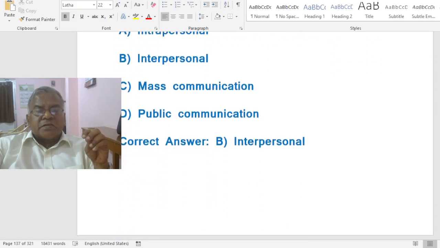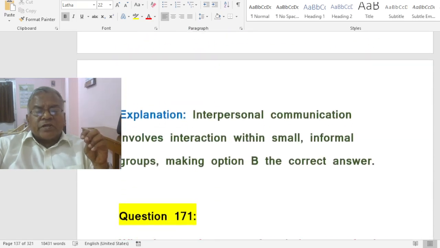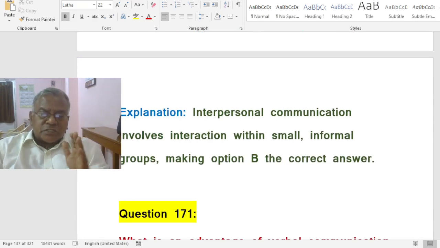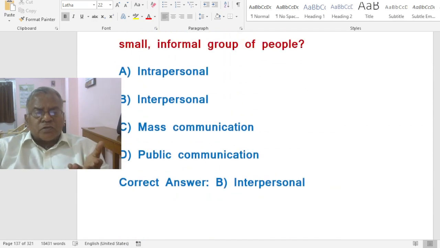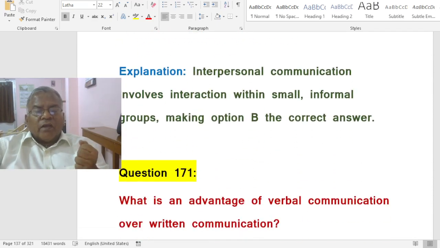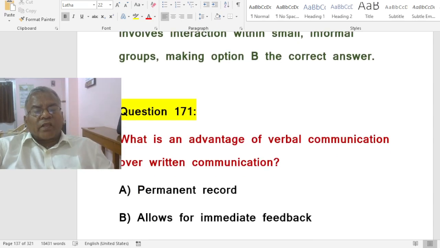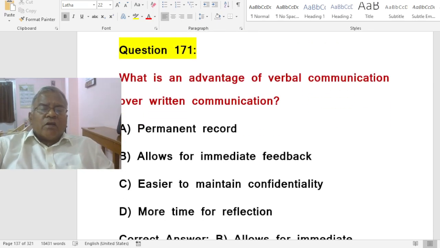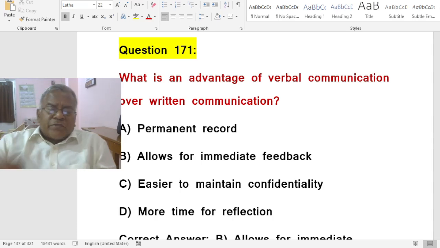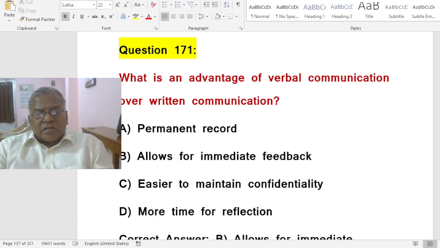That is interpersonal. Interpersonal communication involves interaction within small, informal groups. So making B the correct answer, of course. Interpersonal. Of course, you understood. What is an advantage of verbal communication over written communication?